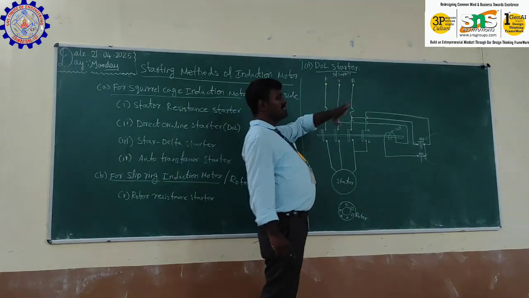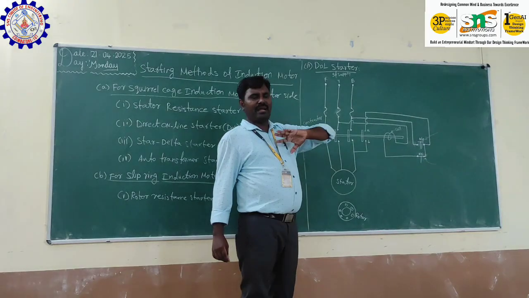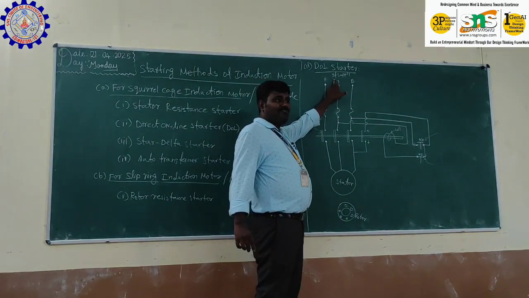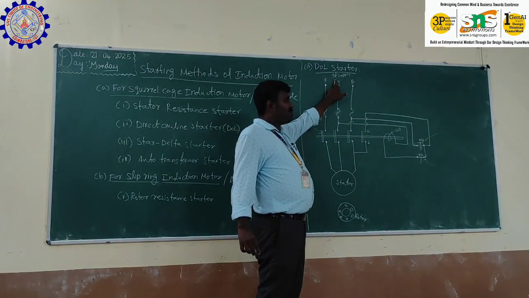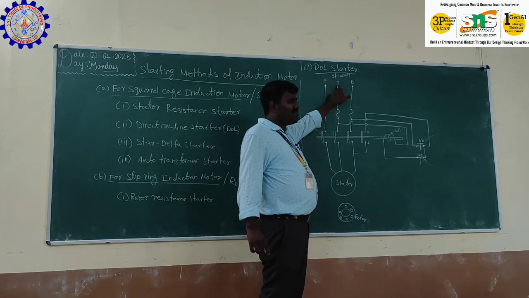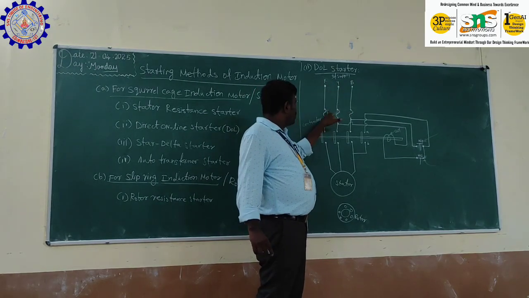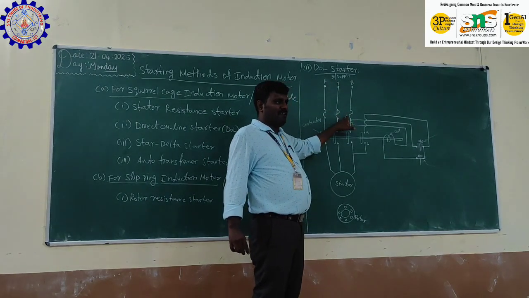Okay. So this is a schematic diagram of direct online starter. So this is the three-phase power supply. Available three-phase power supply: R phase, Y phase, and B phase. Okay, now. So these are the fuse and thermal overload relay will be connected.